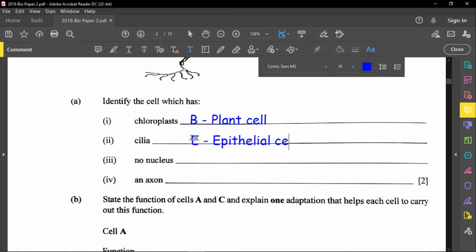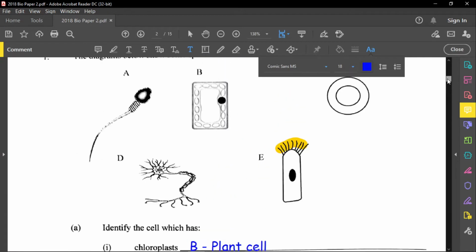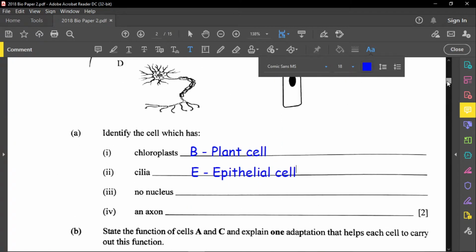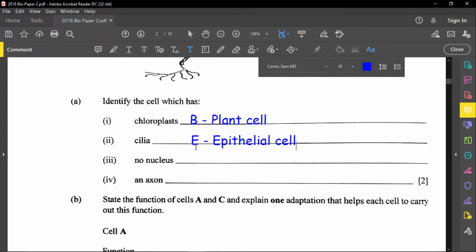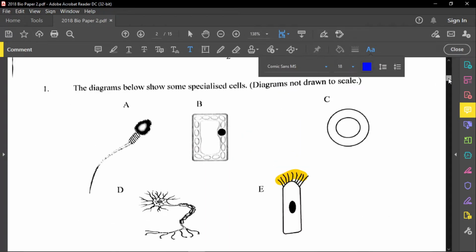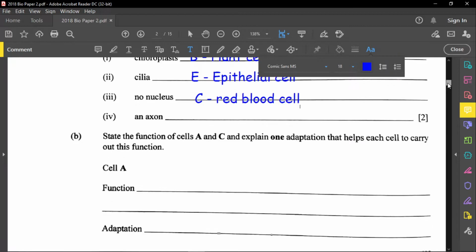Epithelial cell. All right. No nucleus, and that's a red blood cell. So let's go up there quickly, and that is cell C. So cell C is the red blood cell. All right, and an axon is a neuron, that is cell D. So as an axon, it is cell D, and it is a neuron.